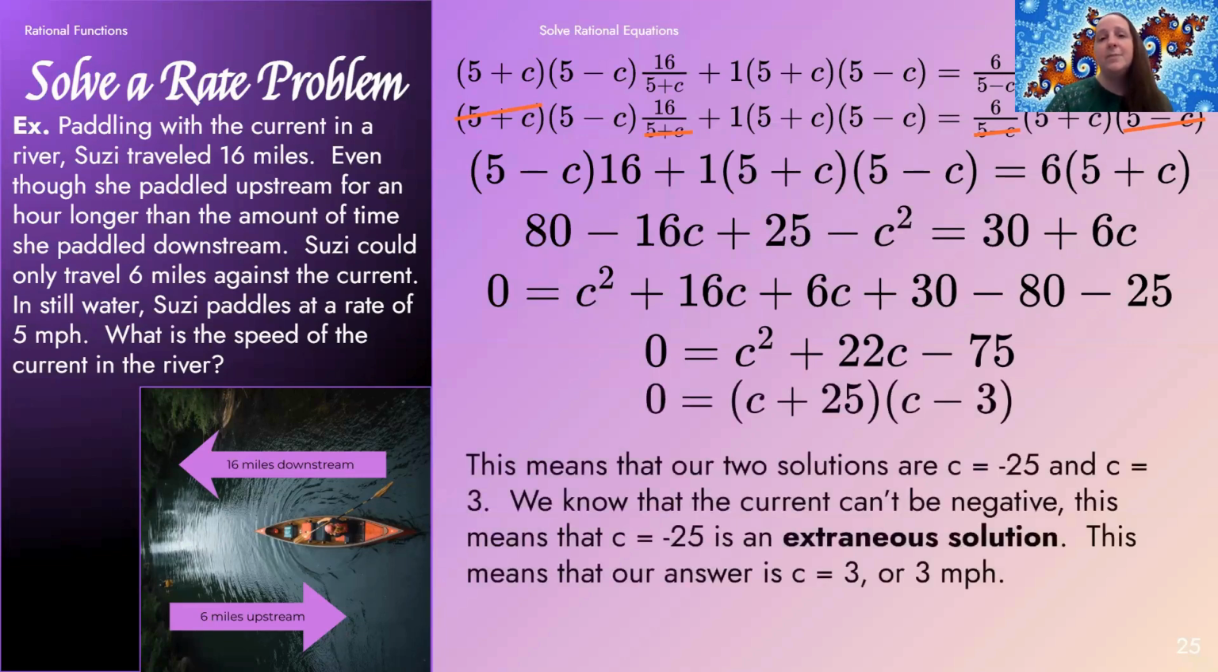Okay. This means that there are two solutions or two potential solutions. So c equals negative 25 and c equals 3. We know that the current can't be negative, so that means that c equals negative 25 is an extraneous solution. This means that our answer is c equals 3, or 3 miles per hour.